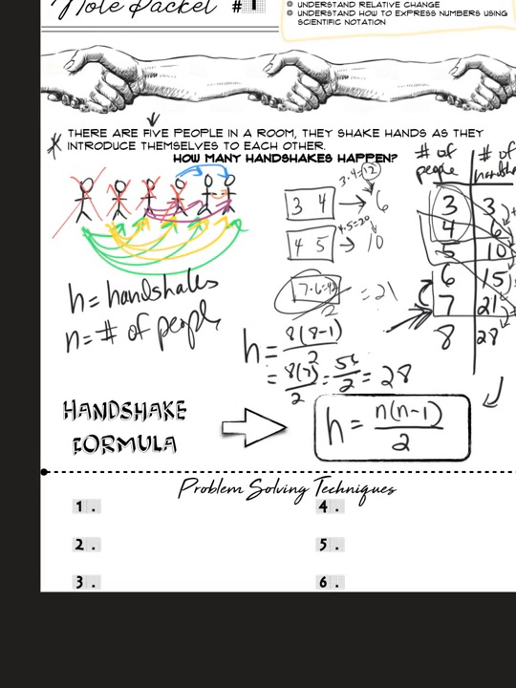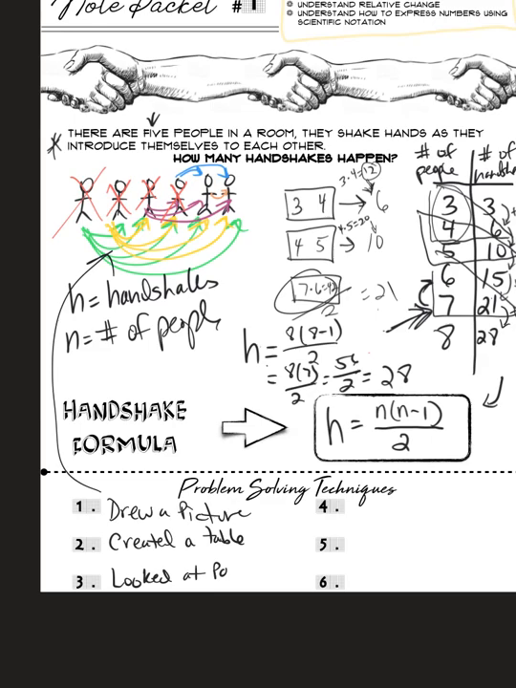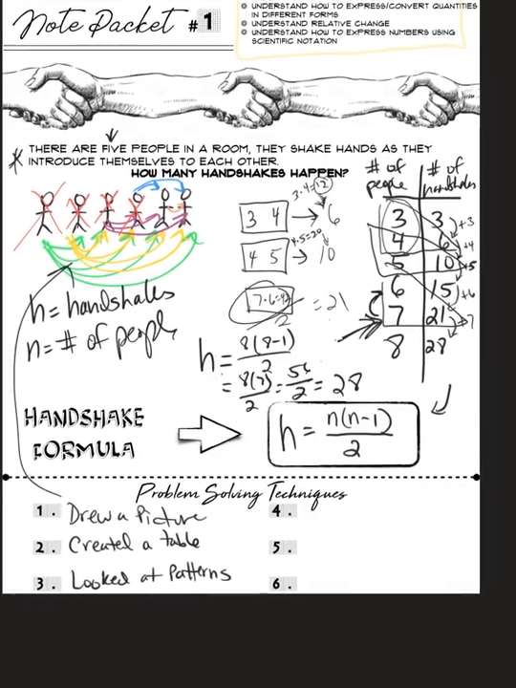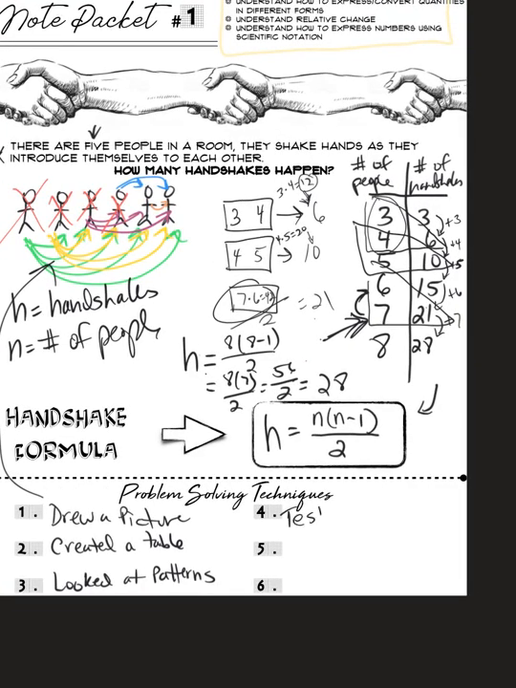So one thing that we did here is we drew a picture. I drew a picture of the people. There it is. We created a table, and we even looked at data to find patterns. Another thing we did is we tested, maybe I could say theories, but I'm going to just say tested different possibilities.